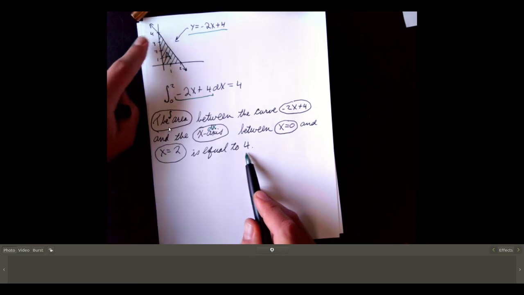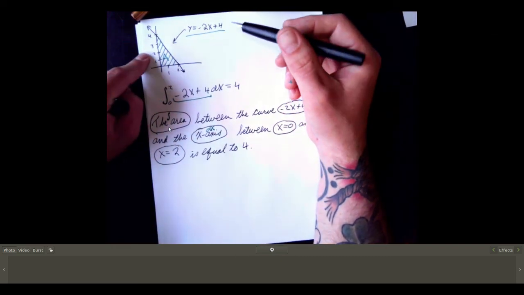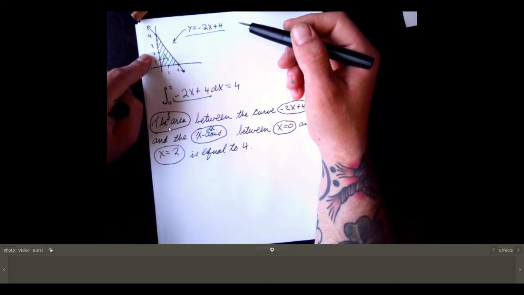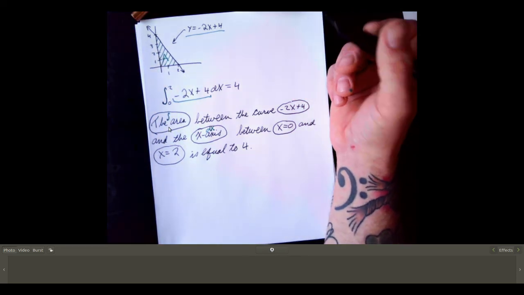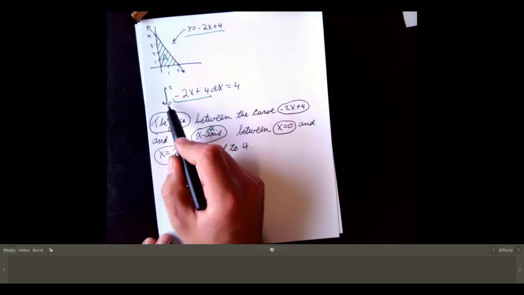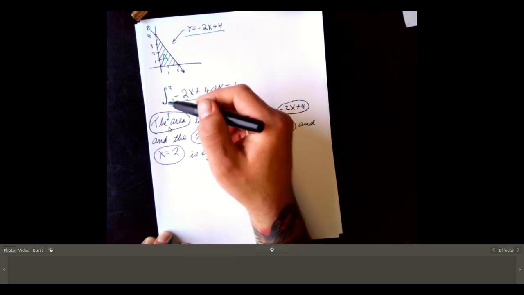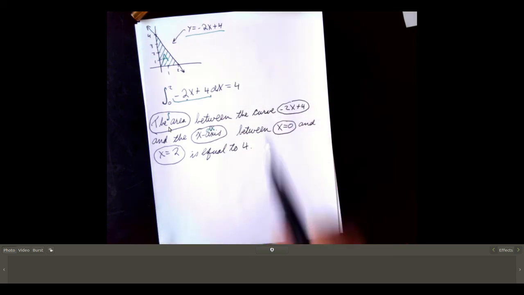And we can get that just from the picture. We get this triangle, it's got a base of 2, it's got a height of 4, and we know that the area of this triangle is base times height divided by 2, or 2 times 4 divided by 2, which is 4. So the area between this curve and the x-axis, and bound by x is equal to 0 and x is equal to 2, is equal to 4.